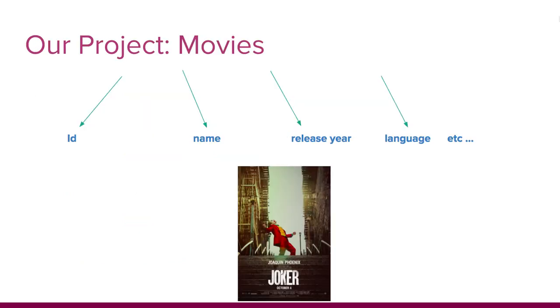Therefore, in this course, I'm going to be creating a movies API, which is an API that's going to allow you to create, get, update, and delete movies from the database. So what movie fields do we want? There are many movie fields we can have, and some examples are the ID. Of course, each single movie must have an ID, and a name or title, such as the Joker, which is a movie, the release date, the language, etc.